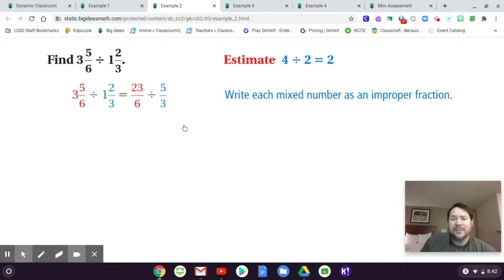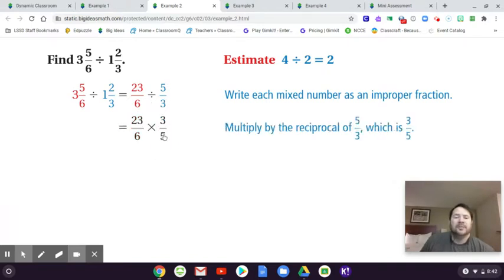What's our next step? Yes, we keep the 23/6, but flip over the 5/3 and turn this into multiplication. So the reciprocal of 5/3 is 3/5. Now we're multiplying. Is there a common factor between 23 and 5? No, there's not, because 23 is prime. 23, you can't cancel anything out.